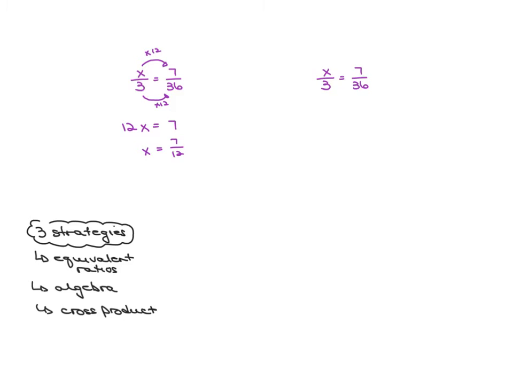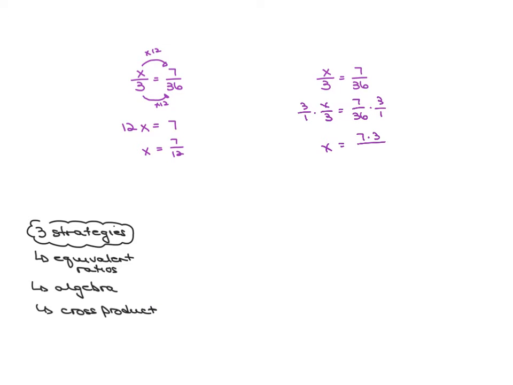We could also, to solve this, use algebra. When I'm using algebra, I'm treating this proportion just like an equation. I notice x is being divided by 3, so I'm going to multiply both sides by 3 to undo that division. Now I could just multiply 7 times 3 and get 21/36, but then I have a fraction that I need to simplify.